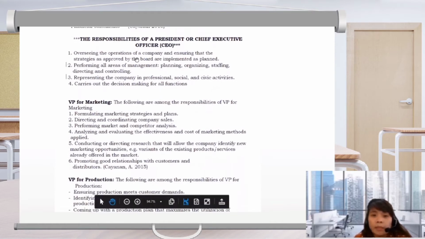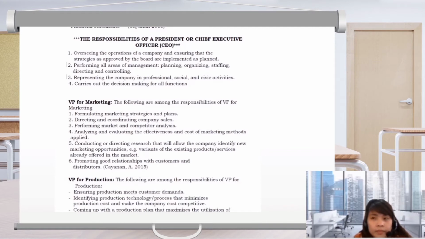Right? So what are the responsibilities naman of a president or chief executive officer? CEO Tanya, can you open your camera and read 1 to 4, please? Ma'am sa CEO, okay. Number 1, overseeing the operations of a company and ensuring that the strategies as approved by the board are implemented as planned. Number 2, performing all areas of management: planning, organizing, staffing, directing, and controlling. Number 3, representing the company in professional, social, and civic activities. Number 4, carries out the decision-making for all functions.